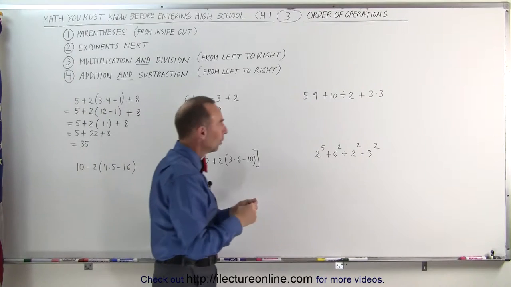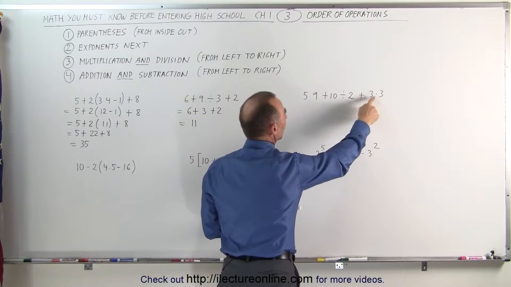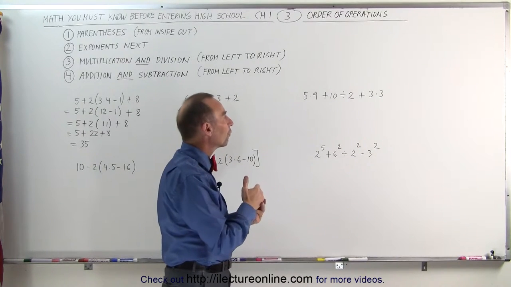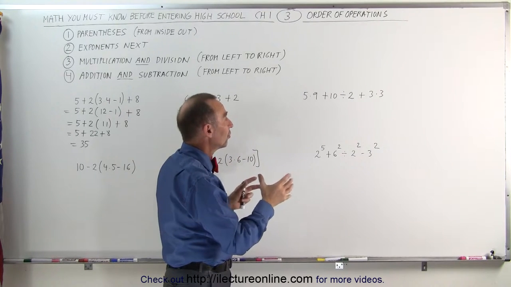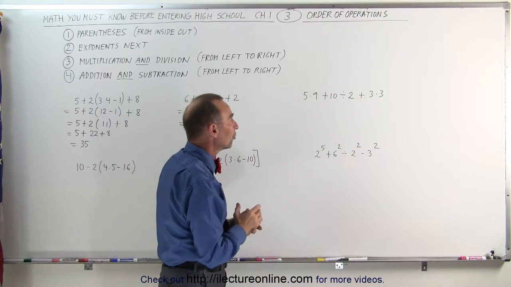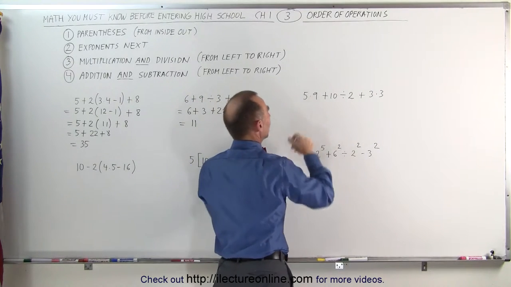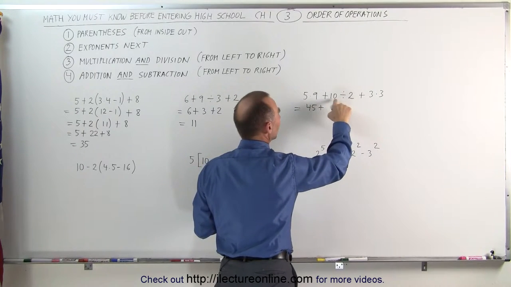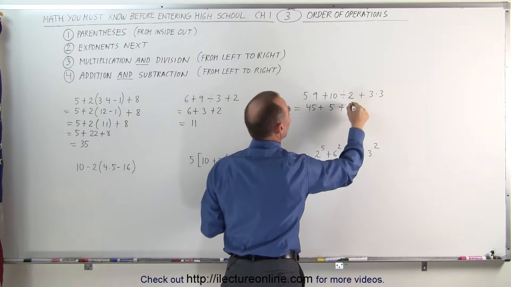Our next example, we have a multiplication, an addition, a division, an addition, and a multiplication. Multiplication and division have priority over addition. And since we have no parentheses to guide us to do any one of them first, we simply go from left to right first. So here we have our first multiplication. This becomes 5 times 9, which is 45, plus then we have our division here, 10 divided by 2, which is 5, plus 3 times 3, which is 9.